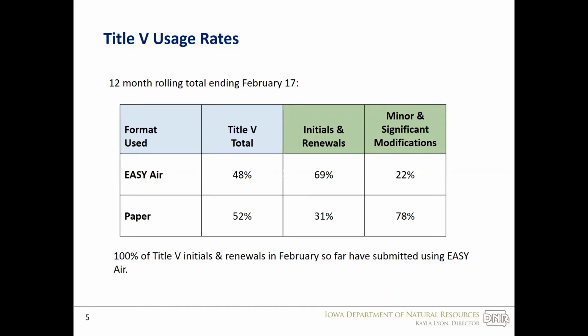There's a webinar this afternoon that Jeremy Arndt will be doing, and he'll be explaining why using Easy Air to submit a modification request is just as fast as sending us a Form 1 and a letter. 100% of the Title V initials and renewals in February so far have been submitted using Easy Air until this morning when we did get one on paper. We're very excited about the number of initials and renewals coming in, and we will be working on improving the modification rates.